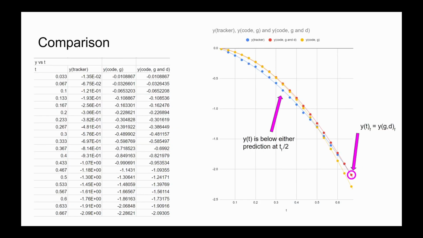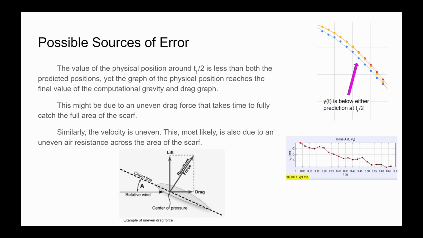So the comparison of these three graphs: we have the position from the tracker, and we have the position of the two computational models. If you look at the very last point on this graph, the y value of the computational model using both gravity and drag is the same as the one of the physical model. But at about halfway through, so t final over 2, y of the tracker is actually lower than either of them. So that shows that something else is going on here. This is a possible source of error.